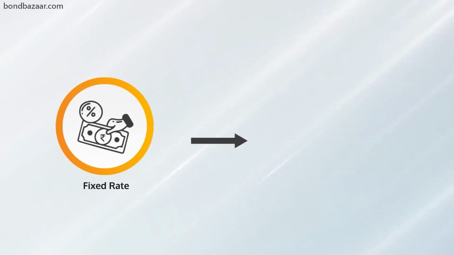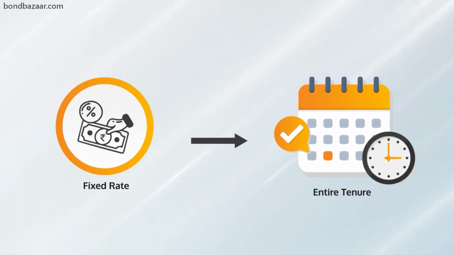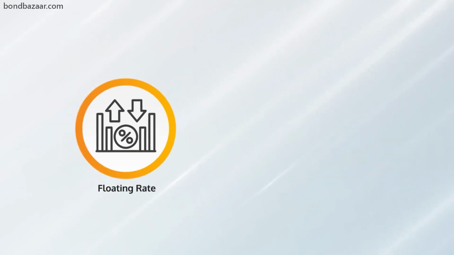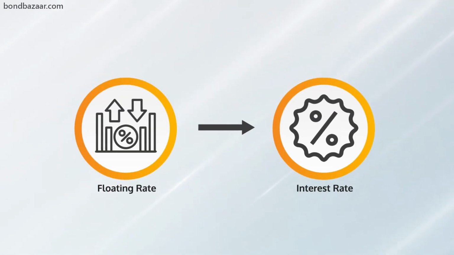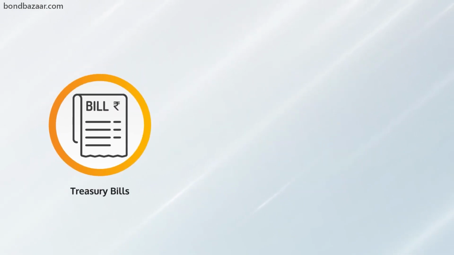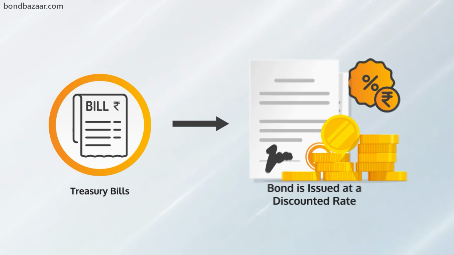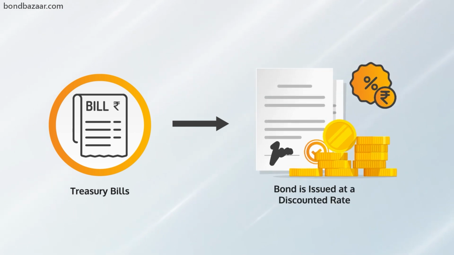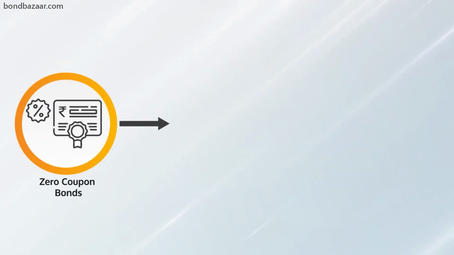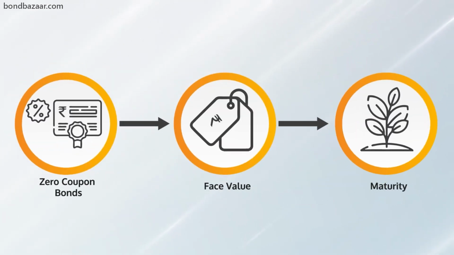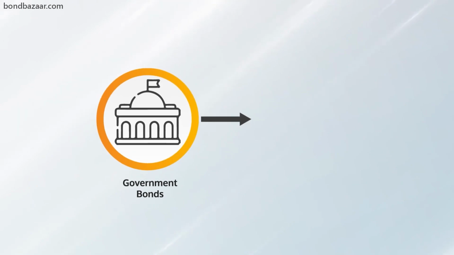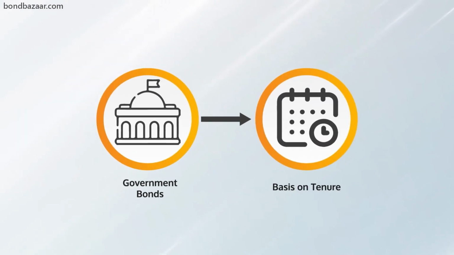Fixed rate, where the interest rate is fixed for the entire tenure. Floating rates, where the interest rate is linked to a benchmark and changes accordingly. Treasury bills, where tenure is less than a year and the interest is paid along with the principal amount at maturity. Zero coupon bonds are where interest is paid on maturity along with the principal amount and the tenure is usually more than 1 year. Government bonds too can be sorted based on their tenure.